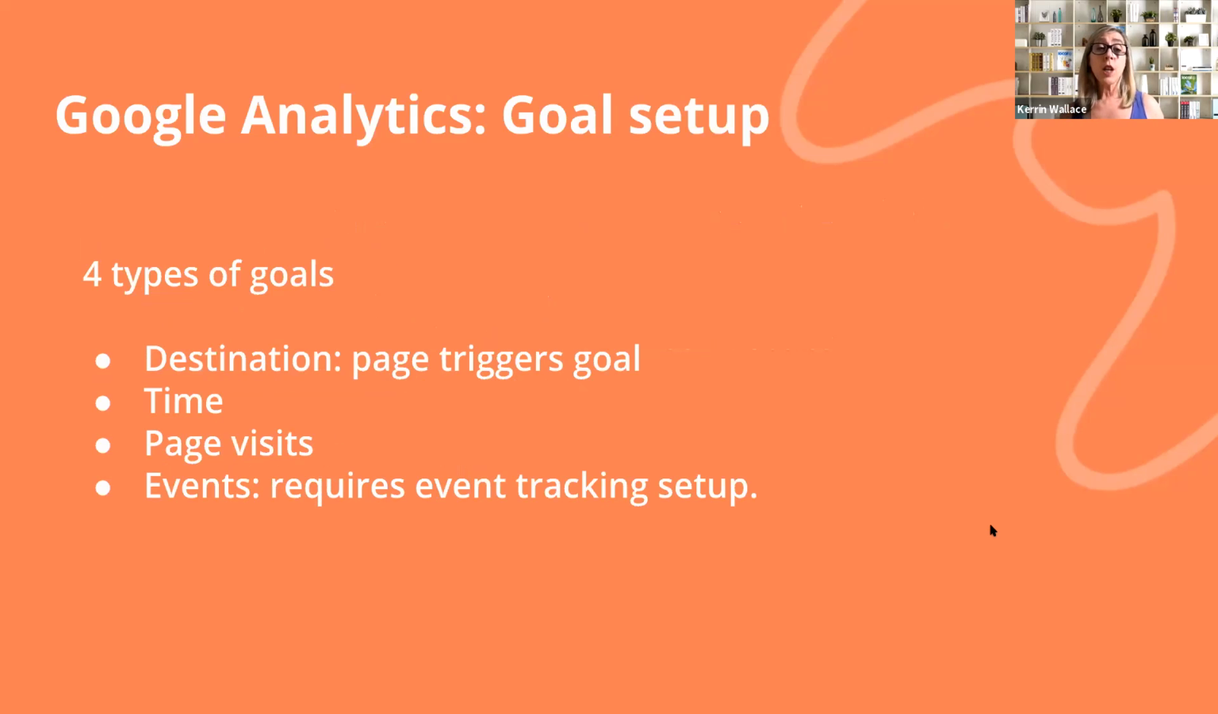So we've got four types of goals that we can set up. For the purpose of today, we're going to look at a destination goal. This is when a particular page in your website triggers a goal. So I'll give you an example. You might have an inquiry page set up, and on that inquiry page, there is an inquiry form.